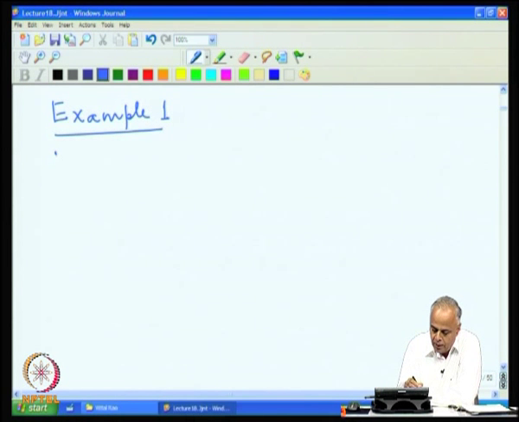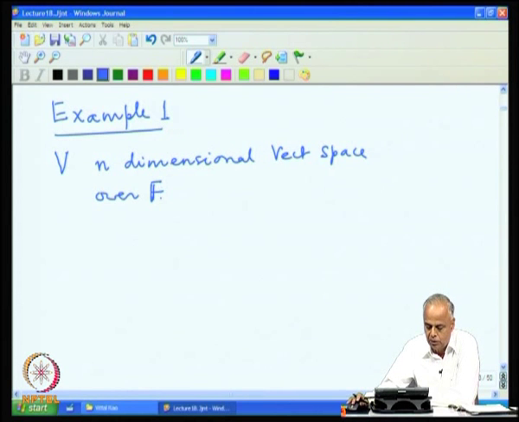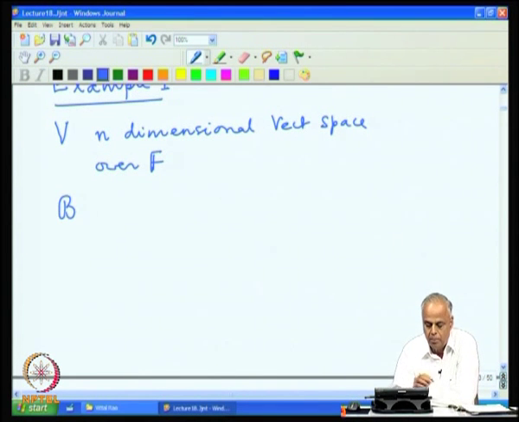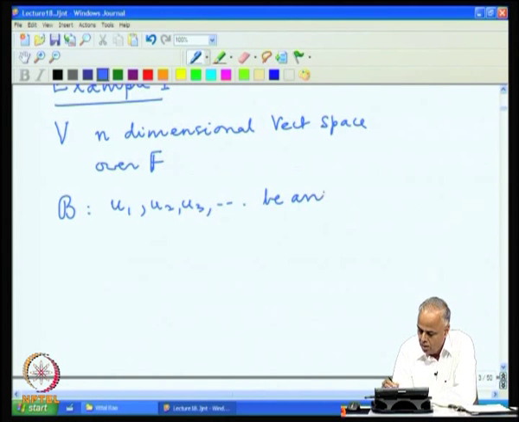What is this example? Let us take V, an n dimensional vector space over the field F. So, we have an n dimensional vector space over the field F, and let us choose a basis for V, an ordered basis for V. Any basis must contain n vectors because the dimension of the space is n. So, let B equal u 1, u 2, u 3, etcetera, u n be an ordered basis for V.